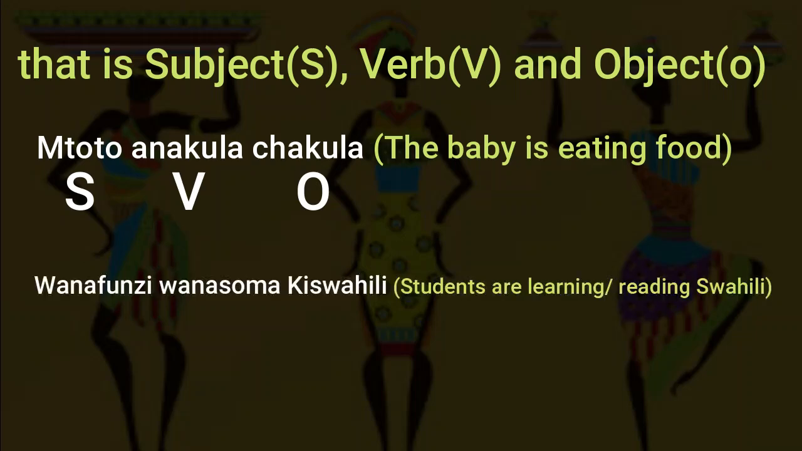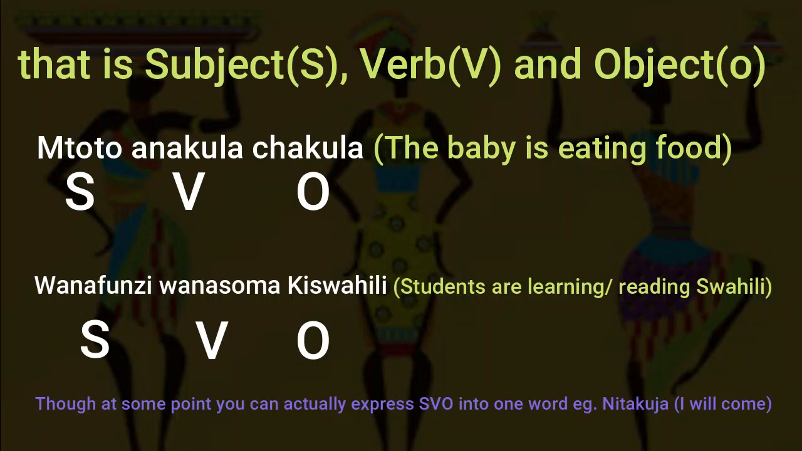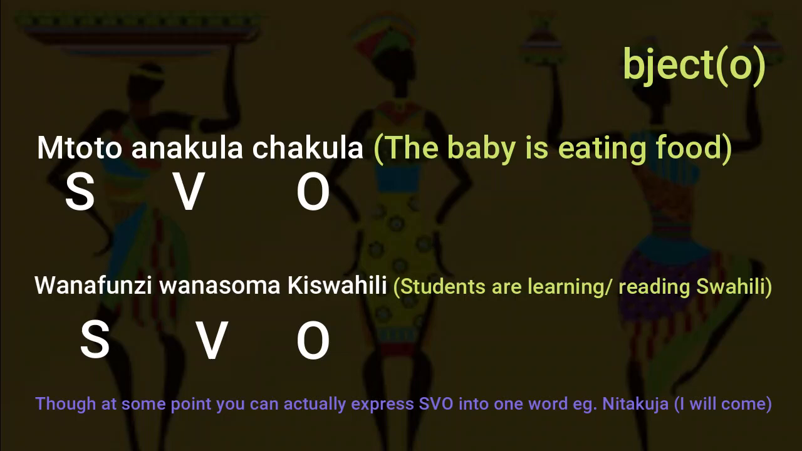Wanafunzi wanasoma Kiswahili. Students are learning or reading Swahili. So students, wanafunzi is subject, wanasoma is verb, Kiswahili is object. Though at some point you can actually express subject, verb, and object into one word. For example, nitakuja, I will come.